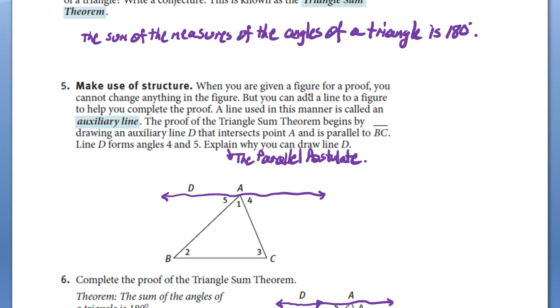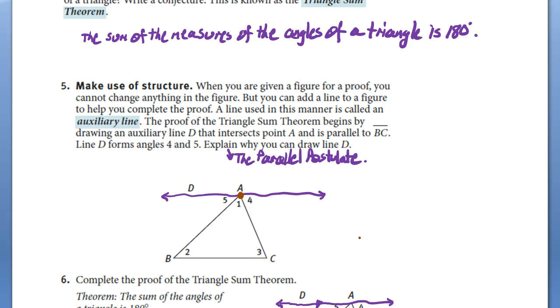When you're given a figure for a proof, you cannot change anything about the figure, but you can add lines to the figure to help you complete a proof. A line used in this manner is called an auxiliary line. The proof of the triangle sum theorem begins by drawing auxiliary line D that intersects point A and is parallel to the bottom of the triangle, segment BC. So here in purple, I have drawn an auxiliary line making it parallel to BC.